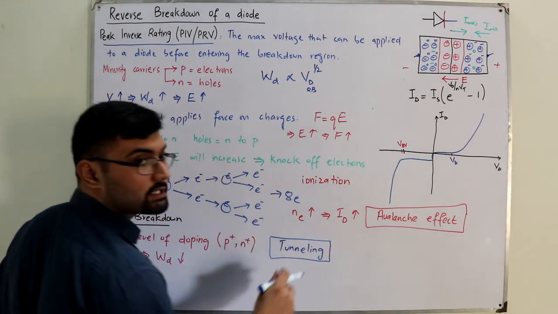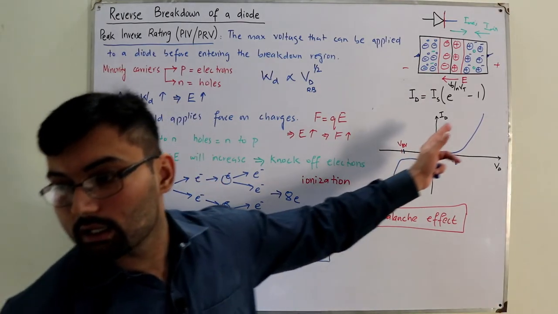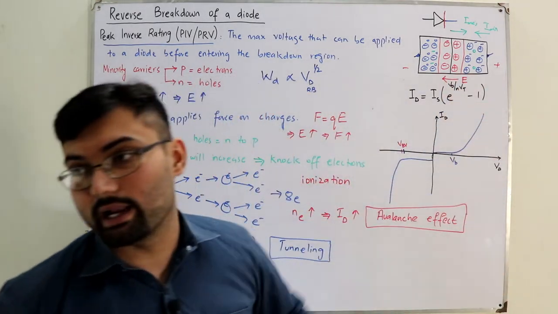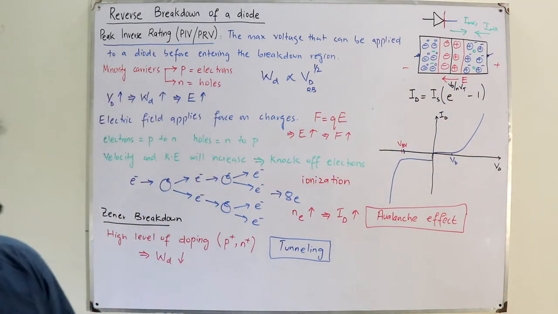Because the charge carriers are moving directly through the barrier. Is that fine till here? It is.